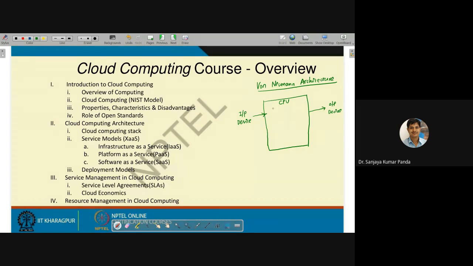And what is there in the CPU? CPU has two important units. One is called control unit, that is CU. Another unit is called ALU, that is arithmetic logic unit. And there is another unit where we store the data, that is called memory unit. Memory unit is connected to the CPU and ALU bidirectionally, right? Means memory to CPU you can communicate, and CPU to memory also you can connect, just like read and write type of instructions. So this is a simple architecture which is very famous.